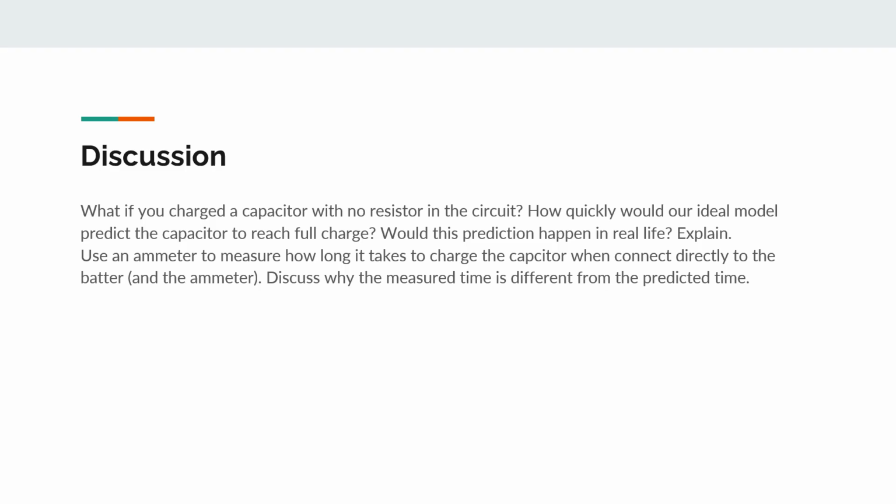In real life, the capacitor would not charge instantly because there exists no material that has exactly zero resistance. Even the wire in this circuit has a very low resistance value, but not exactly zero, which is why the capacitor will charge rapidly but not instantaneously.